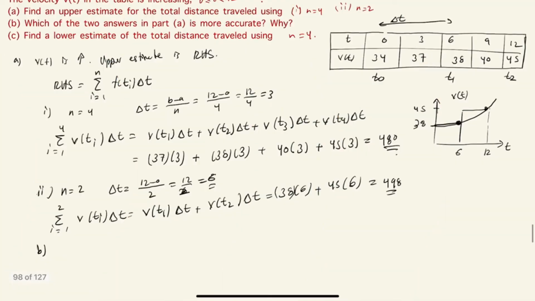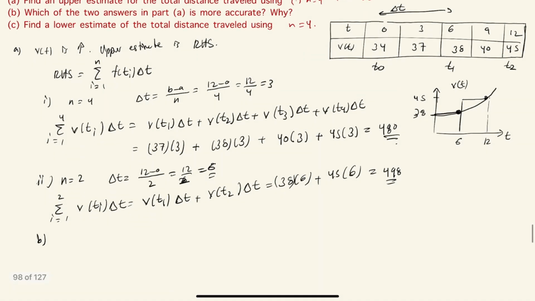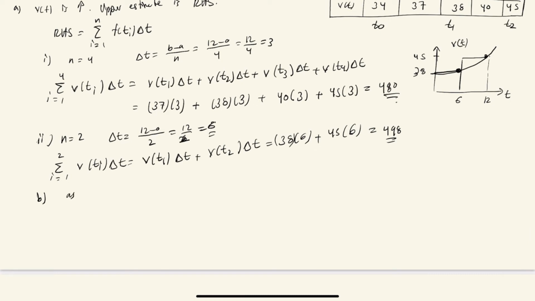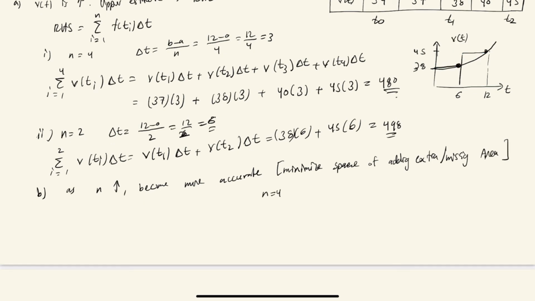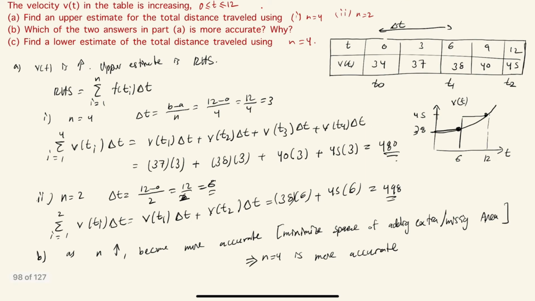Part B, find which of these answers from part A is more accurate and why. So here, as n gets larger, we are increasing our accuracy since we are minimizing these extra areas above the graph, since the distance traveled is just the area under the curve. Therefore, in this case, when n equal to 4, it's more accurate.